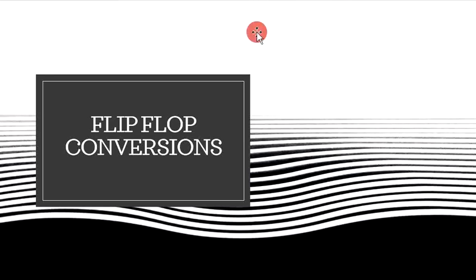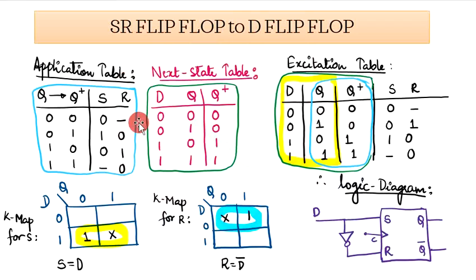So let us quickly look into the first one. Here we have to convert the SR flip-flop to D flip-flop. I am going to write the application table of the SR flip-flop, wherein I have the inputs Q and Q plus. This is the present state and this is the next state. We have already seen how we obtain this application table when we studied the characteristic equations. Moreover, we are going to obtain the next state table of the D flip-flop.